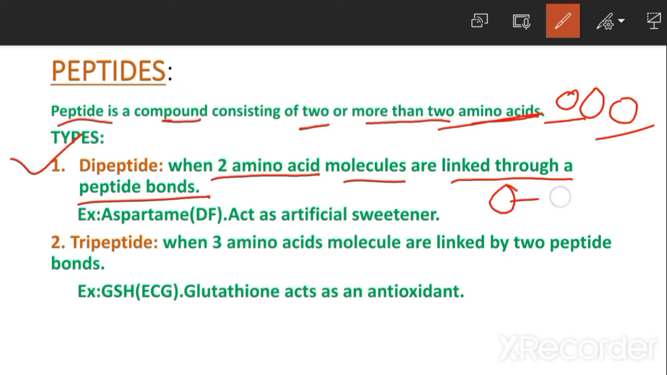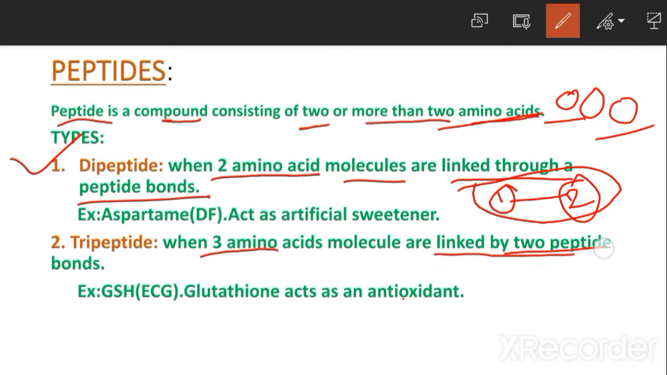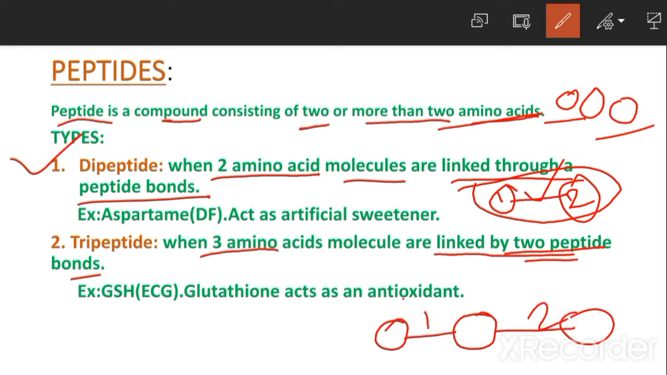Two amino acids linked, one and two. This is a dipeptide. And when three amino acid molecules are linked by two peptide bonds. Here is one peptide bond, but when three amino acids are linked, then there are two peptide bonds, one, two, and amino acid number three. When three amino acids are linked by peptide bonds, that is a tripeptide.